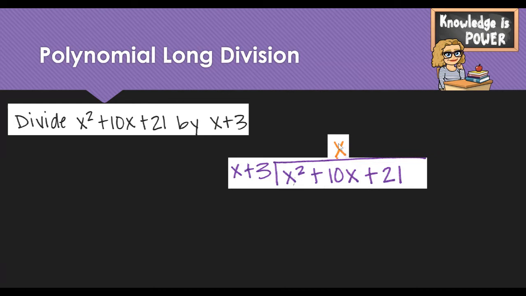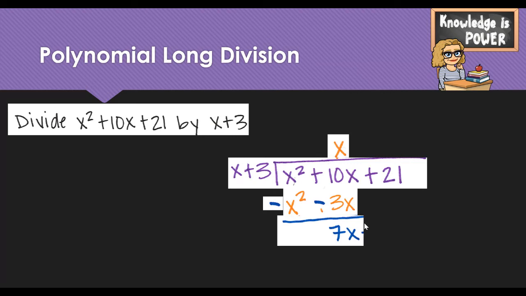And then we multiply x times x and x times 3. So x times x is x squared, plus x times 3 is 3x. And then once we've got that written underneath there, we subtract. So x squared minus x squared is gone. 10x minus 3x is 7x. And then we're going to drop down that 21.